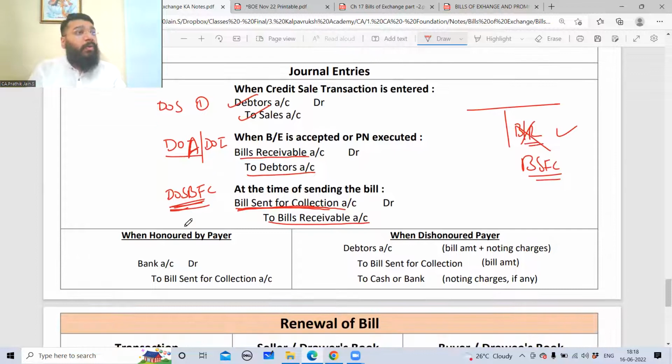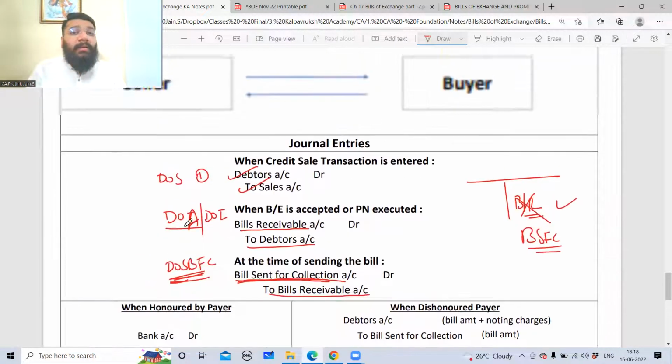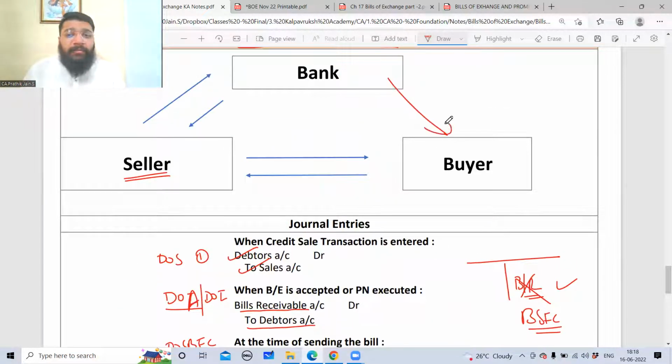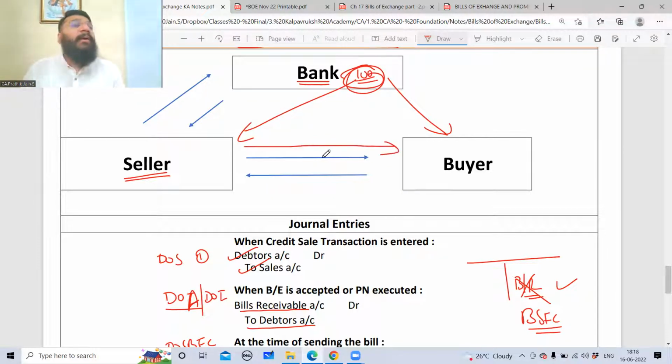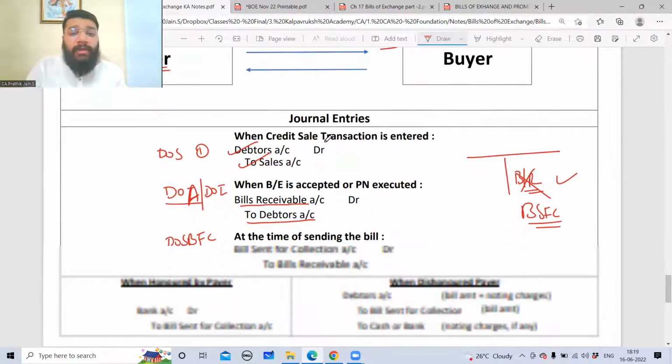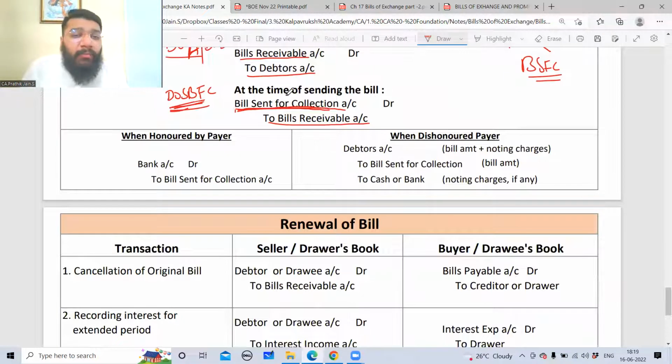On the due date, what happens? The bank goes to the buyer and asks for money. The buyer says, get lost. So the bank will go to the notary public, get the notary work done, and pay, let's suppose, 100 rupees to the notary public. The bank will pay this 100 rupees temporarily. In return, the bank will collect this 100 rupees from the seller, and the seller in return will collect it from the buyer. So on the maturity date, this bill sent for collection loses its validity because the bill is not honored.